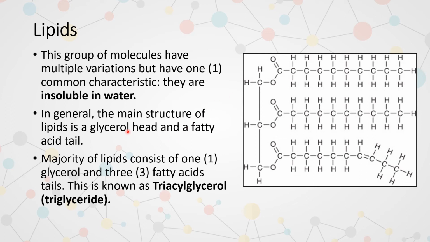So these lipids' main structure is a glycerol head and a fatty acid tail. If you analyze these fatty acids, this one is straight, another straight, but this one is somewhat bent. These fatty acids compose what we call a triglyceride, which is the main composition of lipids. Because most lipids have a main structure of a glycerol head and fatty acids.